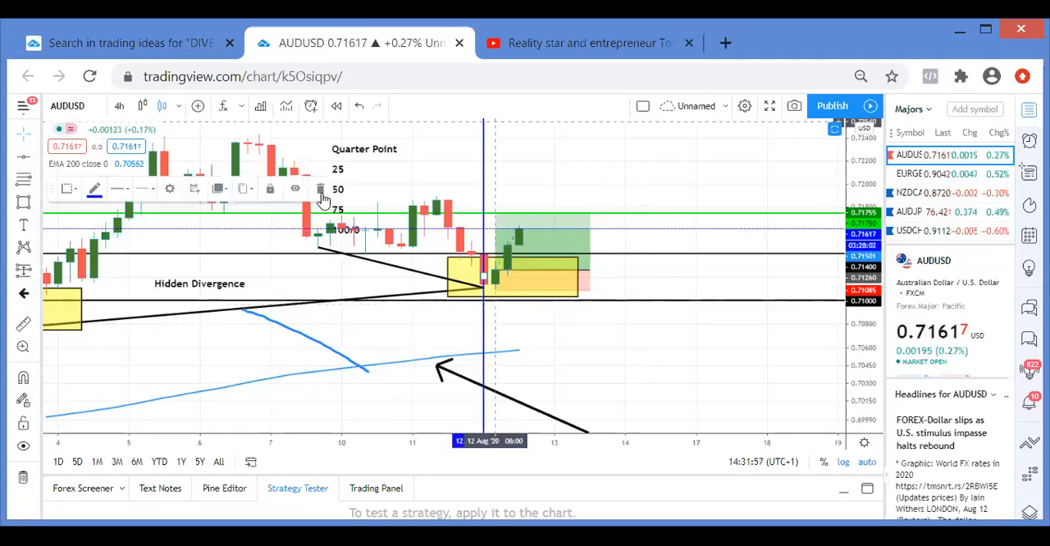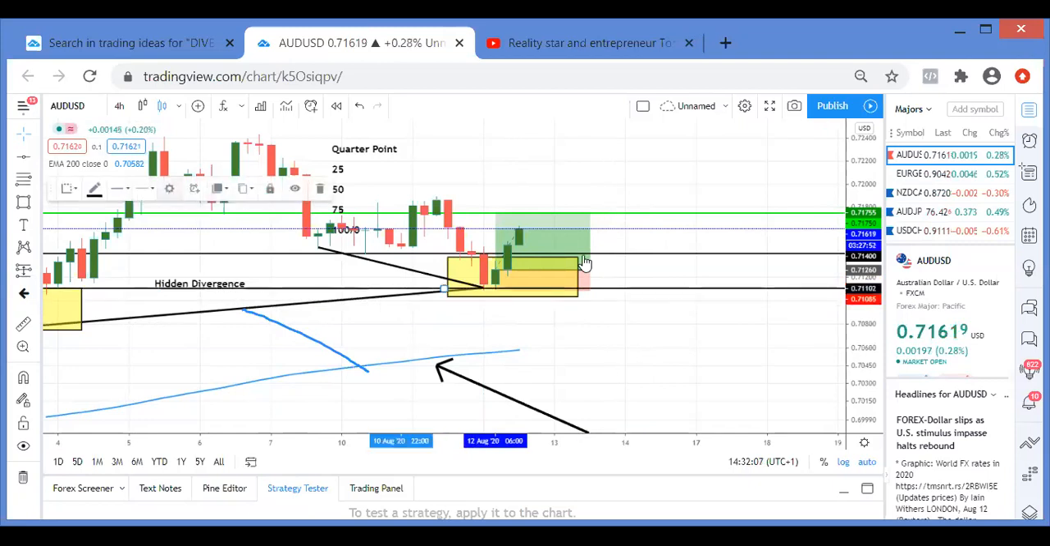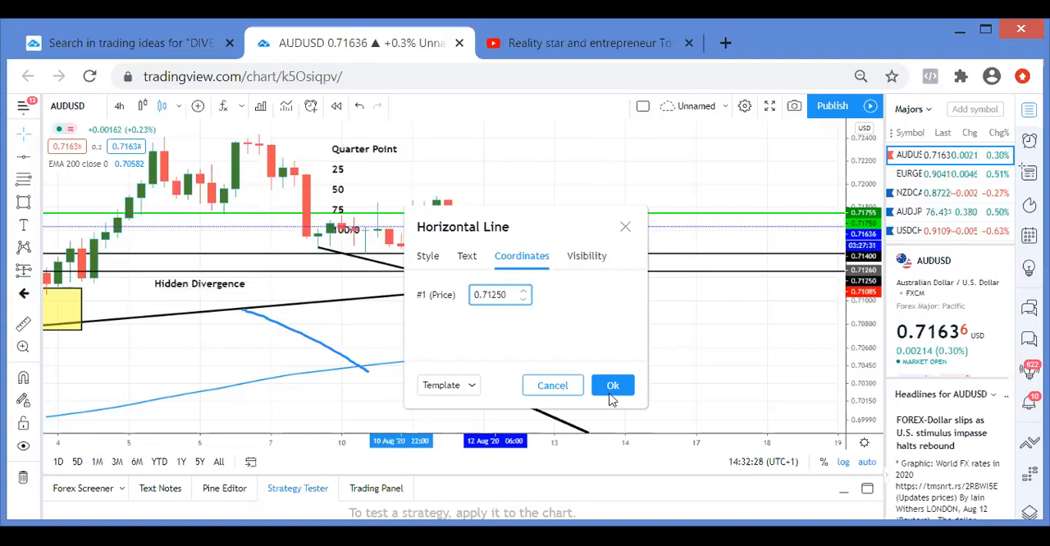Now I'll be honest with you guys. When the market hasn't touched it, I'm not really interested. But look, if I try the other quarter point, so look here, settings. Now, what's the nearest one other than 0.71000? What's the next one? That would be 0.71250. Enter. Now when I enter, perfect. The market has touched my quarter point.